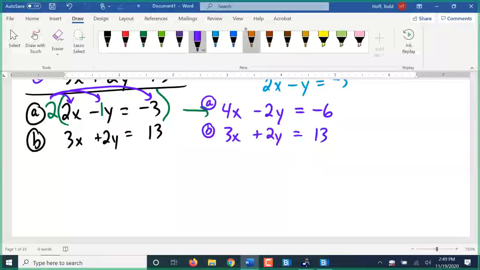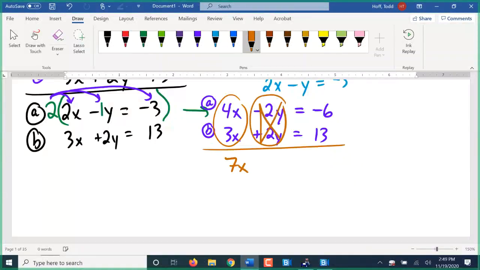Now we see that if we add the equations, the y variable will be eliminated. So 4x plus 3x is 7x. Negative 2y plus positive 2y cancels out, equals negative 6 plus 13 is 7. Now we can solve for x by dividing by 7.